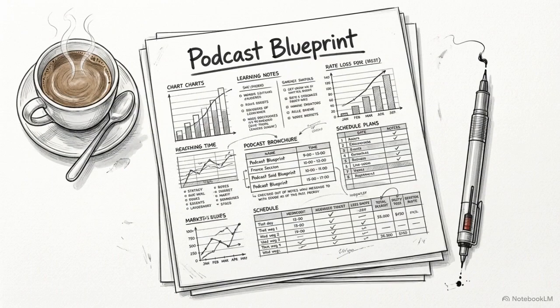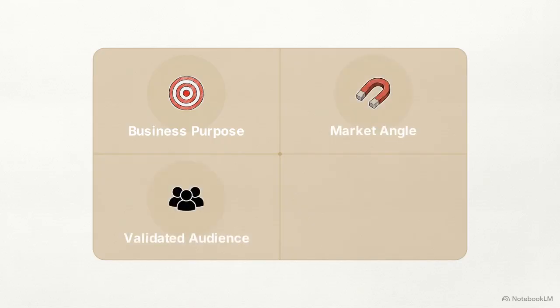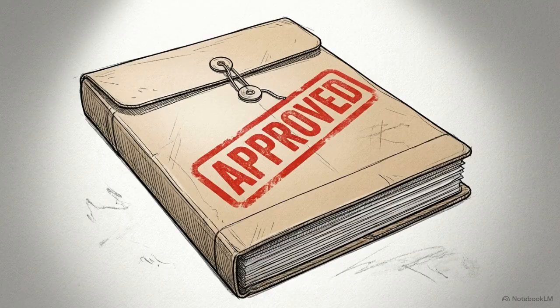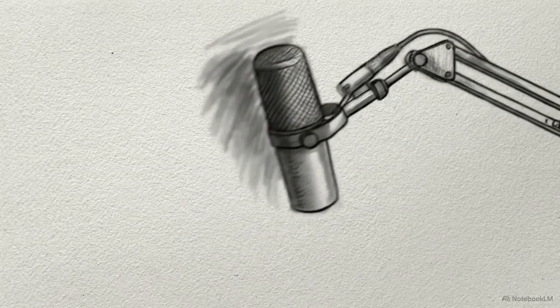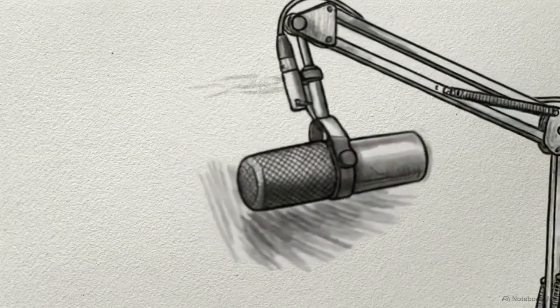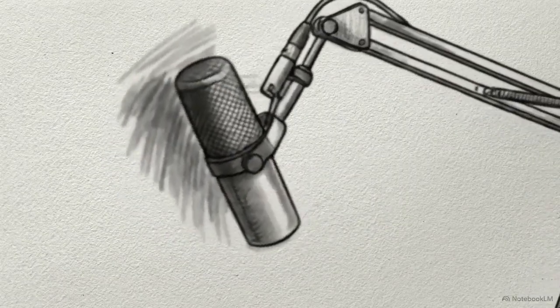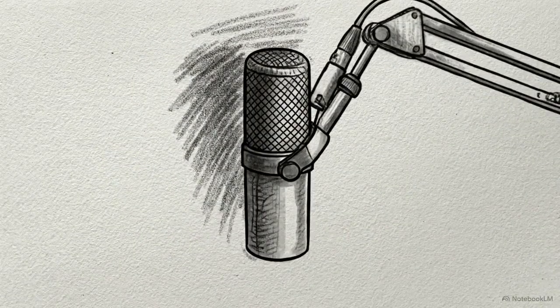You have now successfully engineered the 4 core components of a sustainable show: a defined business purpose, a unique market angle, a validated audience, and a concrete 5-episode plan. Securing this data-backed blueprint marks the official, successful end of your market research phase. The planning is done. Now it's time for the next physical step: taking your validated blueprint and stepping up to the microphone in a professional recording environment.